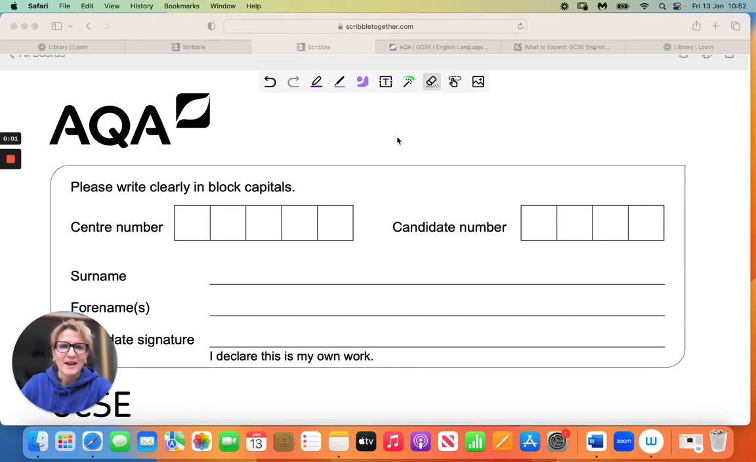Hi. In this lesson, you can expect to see me going through AQA Language Paper 1, which is worth half of your marks for your language GCSE. So you will earn half of your total marks in 1 hour and 45 minutes, okay? This is an example of what you can expect.